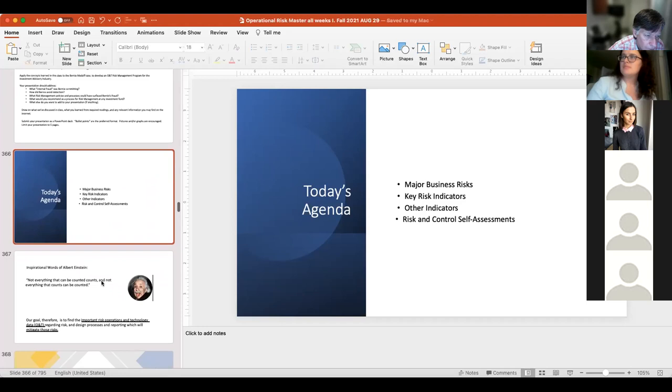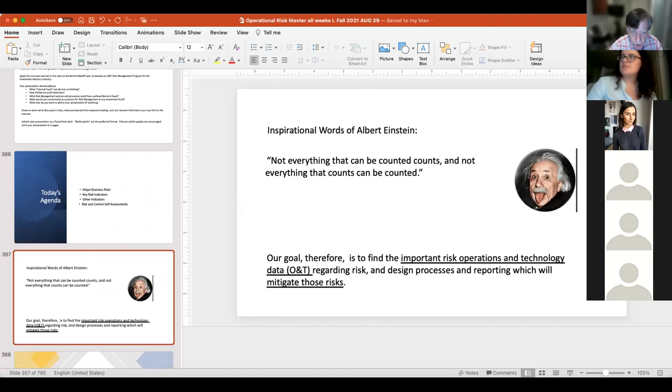We're going to go through some numbers today. So here are the inspirational words of Albert Einstein. Not everything that can be counted counts. And not everything that counts can be counted. You like that? That's why he was like the smartest guy ever. Our goal, therefore, is to find the important risk, operations and technology data regarding risk and the design process and reporting which will mitigate those risks.